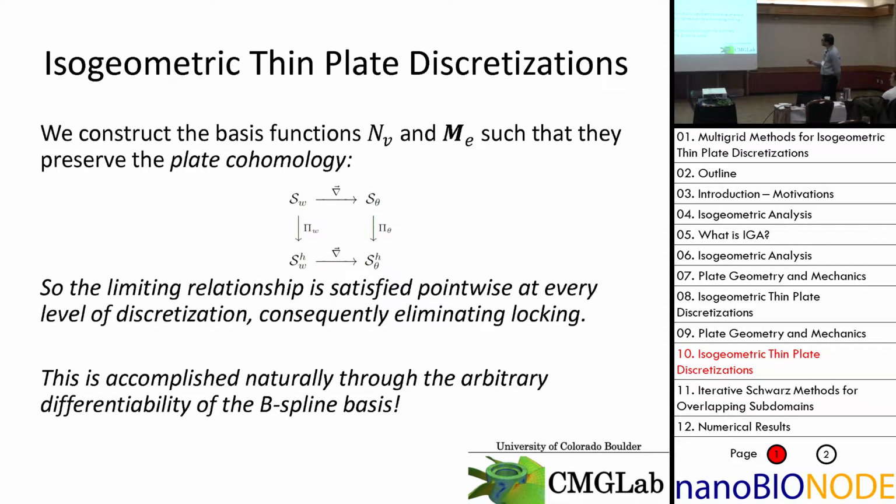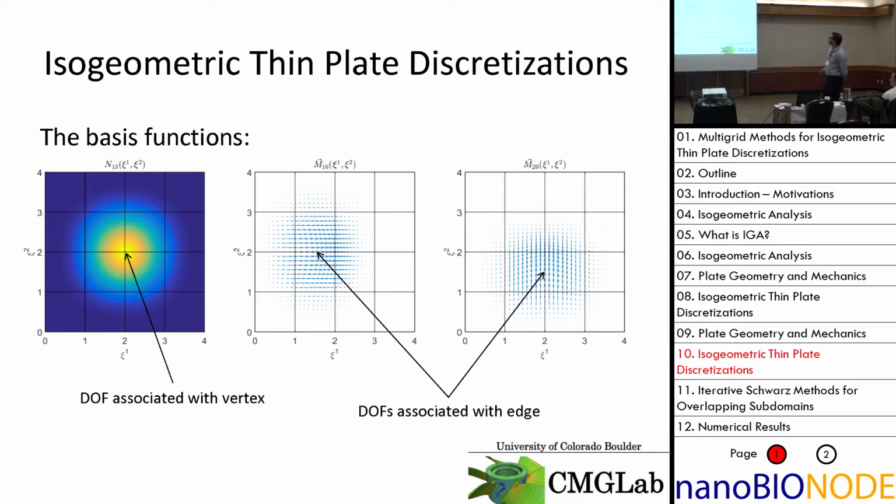So with the B-spline basis, all of this is very natural. These right here show what our basis functions will look like. If we consider the vertex basis function, which lives right at that point, the gradient of this basis function can be represented with vector basis functions that live along this edge and along this edge. There are also two other vector basis functions which would live along this edge and this edge. I just haven't shown them here.